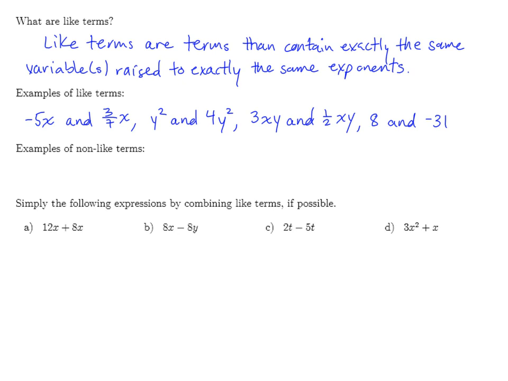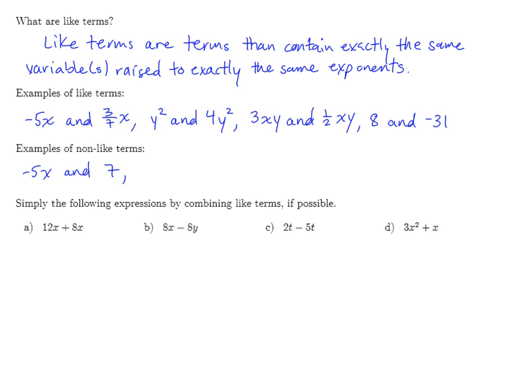We'll look at a few examples of non-like terms real quick. So if to be like terms we have to have exactly the same variable raised to exactly the same exponent, then non-like terms will be any two terms that don't have exactly the same variables or have the same variables but raised to different exponents. So a quick example, let's take -5x, and then let's do something like a constant term 7. So 7 doesn't have the variable x raised to the first power, so it's not a like term to the term -5x.